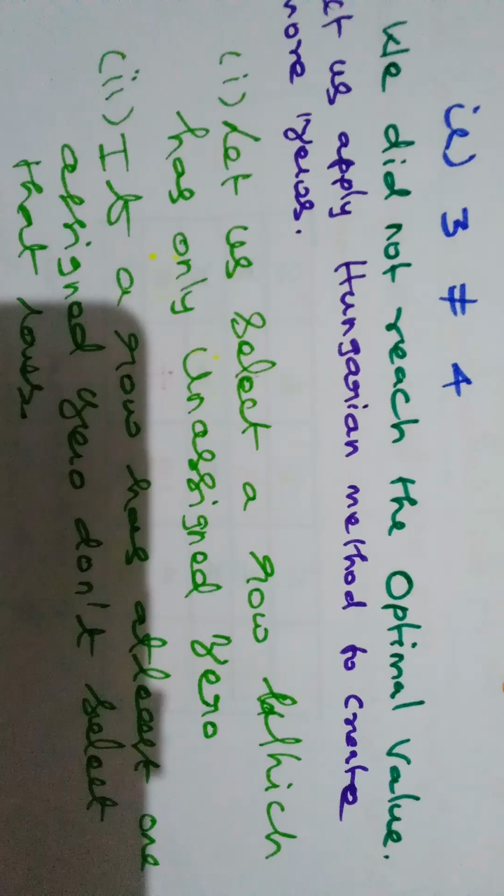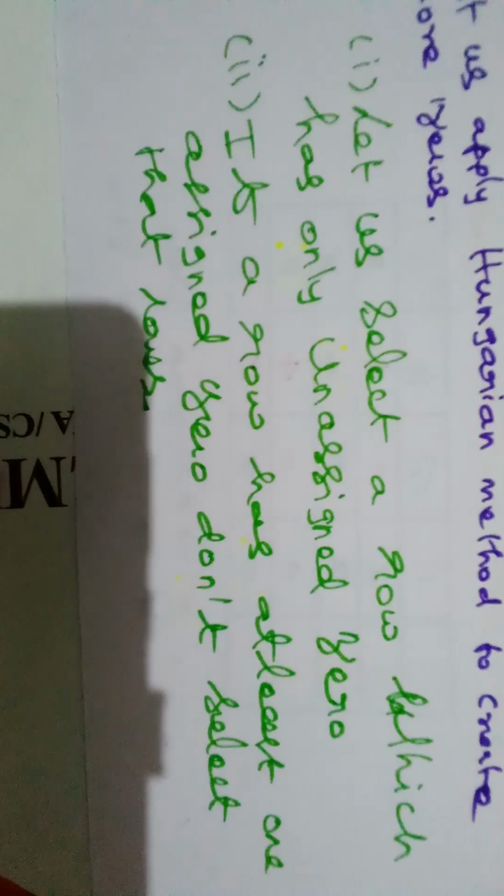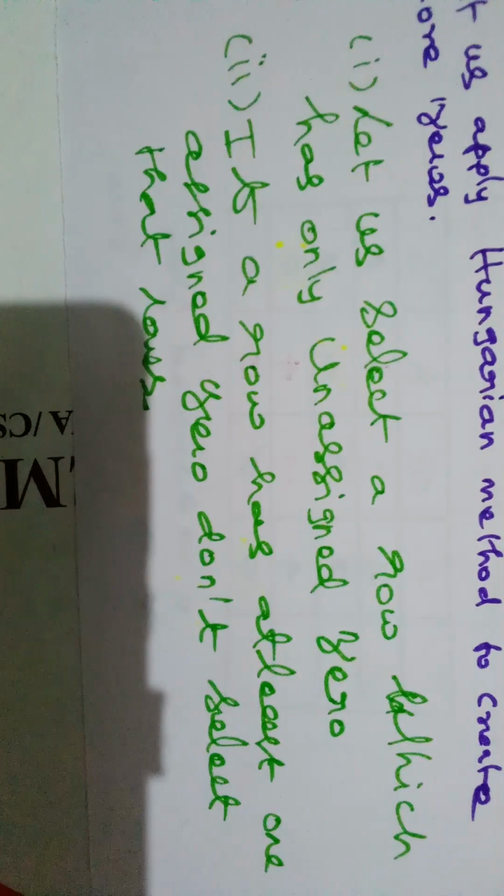So what do I mean? My dear students, the purpose of the Hungarian method is to create more zeros. There are certain steps and rules available for the Hungarian method. So we have to use those rules and then create more zeros. The first rule says, let us select a row which has only one unassigned zero. Now we are going to start with rows.